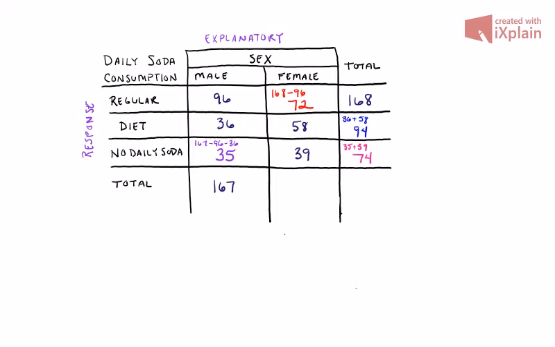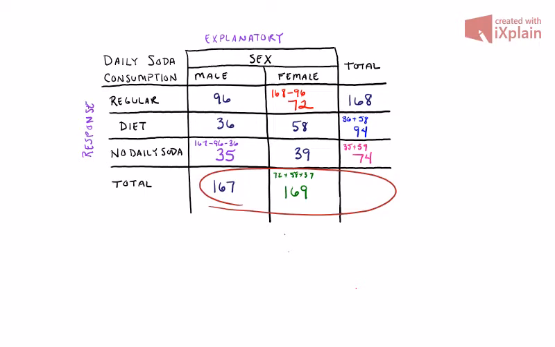So now what I can go ahead and do is add up all of my female numbers. So 72 plus 58 plus 39, and that's going to reveal that we have a grand total of 169 female respondents to our survey. Lastly, we have to figure out the grand total that we have in the lower right-hand corner.